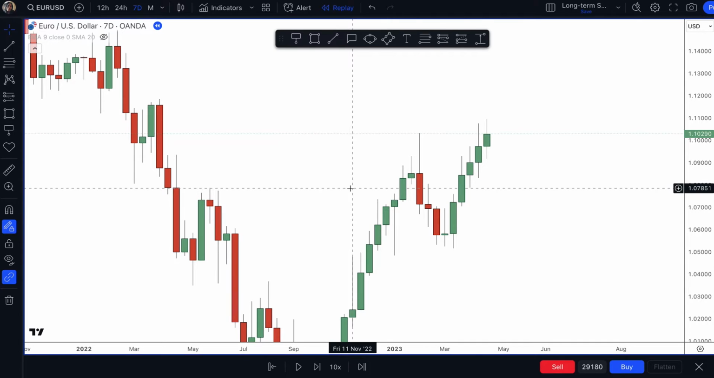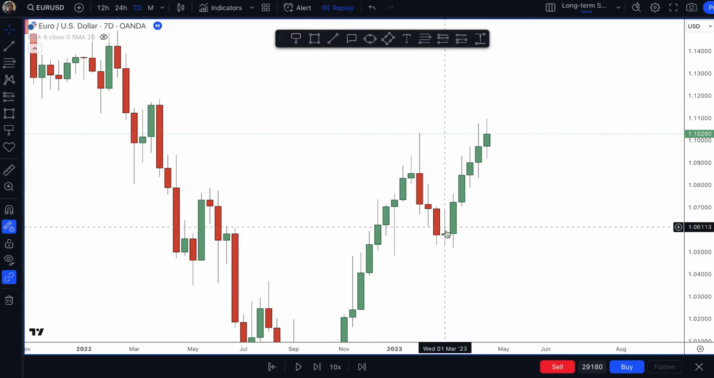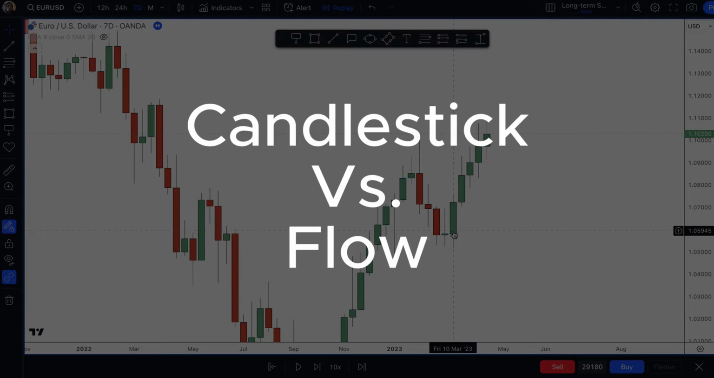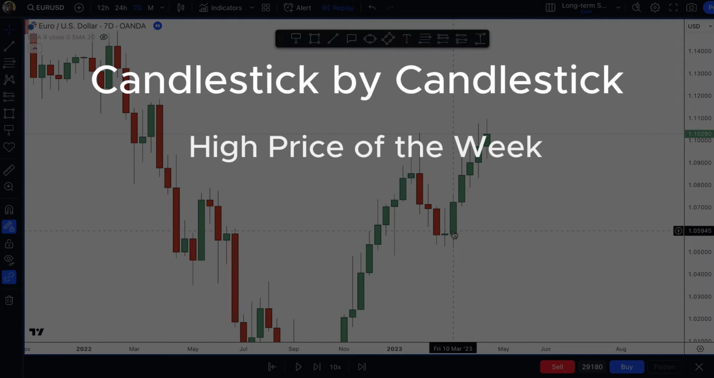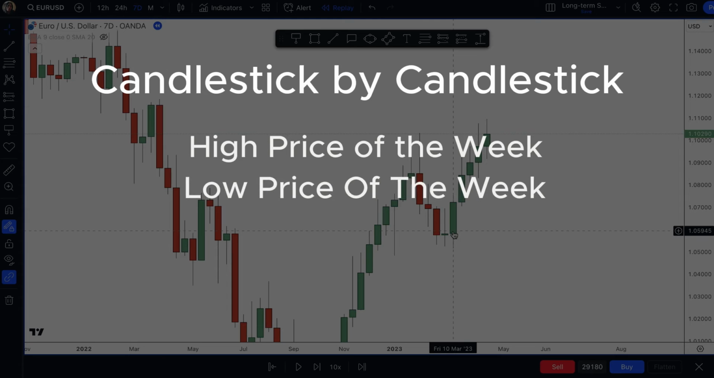Now, if you want to follow along with me, I always think that is great. So what we're going to do is start back here, March 10th, 2023. Now let's talk about the difference between looking at the market candlestick by candlestick and looking at the market as a flow. When you're looking at the market candlestick by candlestick, you're paying attention to the high of the candlestick, or how high did price go for a week, or how low did price go for the week.